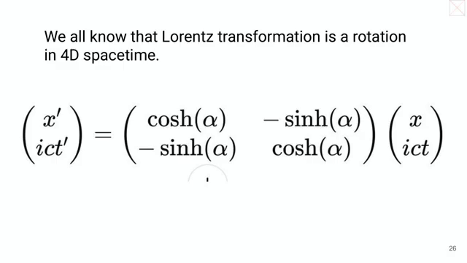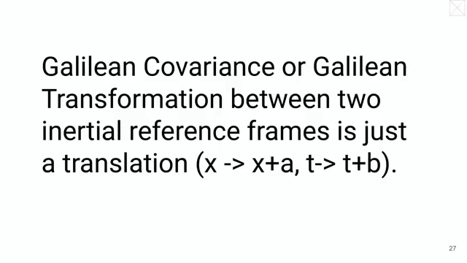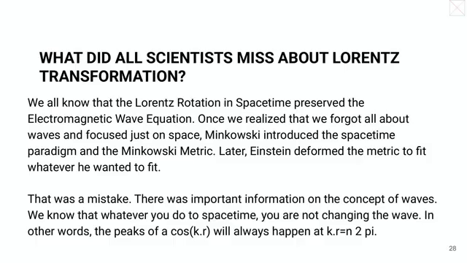We all know that Lorentz transformation is a rotation in 4D spacetime. Here is the Lorentz rotation matrix. Galilean covariance, or Galilean transformation between two inertial reference frames, is just a translation where x becomes x plus a, and t becomes t plus b. What did all scientists miss about Lorentz transformation? We all know that the Lorentz rotation in spacetime preserves the electromagnetic wave equation. Once we realized that, we forgot all about waves, and focused just on space.